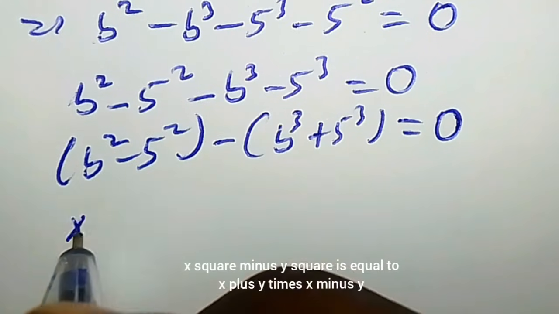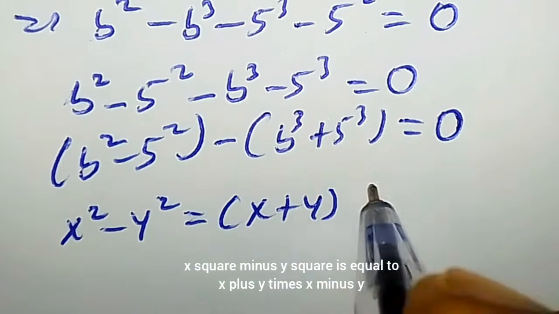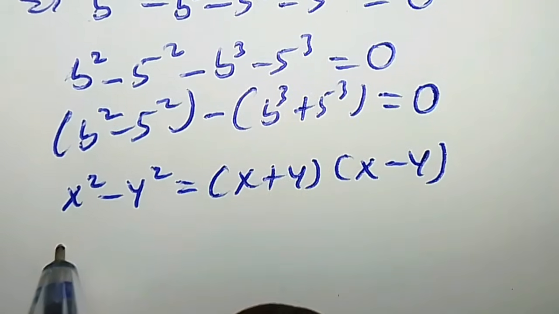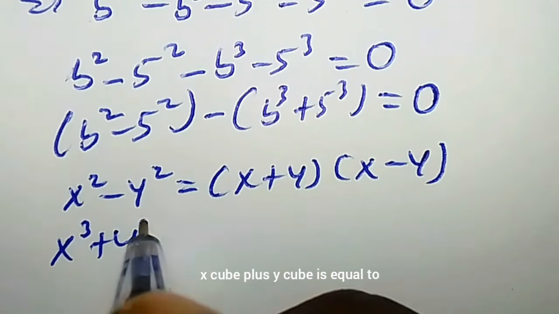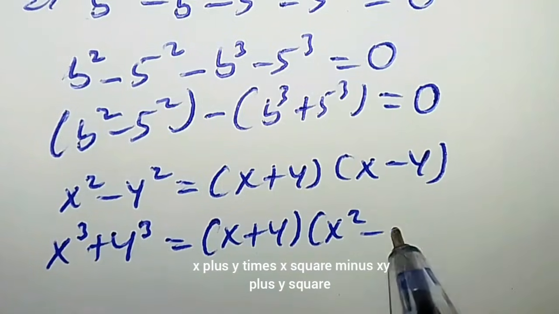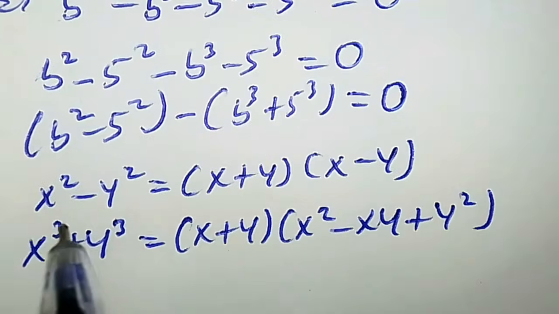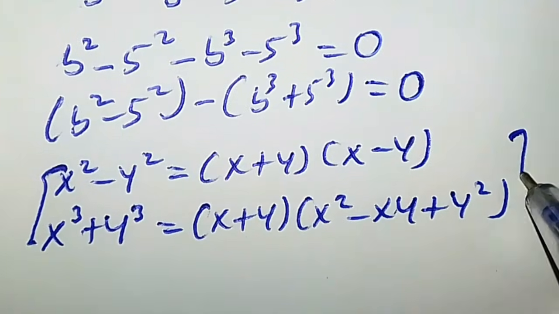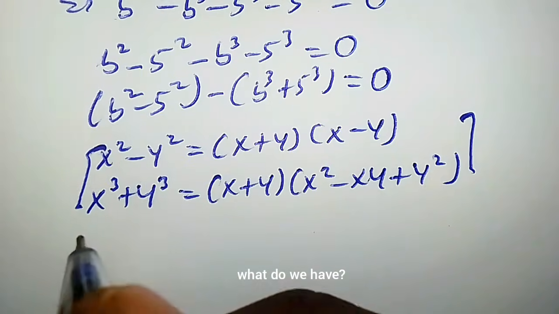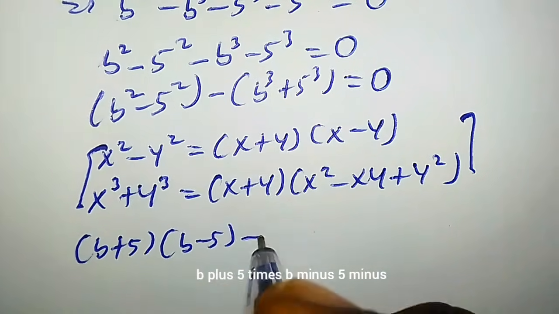Recall that s squared minus y squared is equal to s plus y times s minus y. This is a difference of two squares. Also recall that s cubed plus y cubed is equal to s plus y times s squared minus sy plus y squared. This is a sum of two cubes. Take note of these two properties. Very important. Applying the first property to this, what do we have? We simply have b plus 5 times b minus 5, minus.